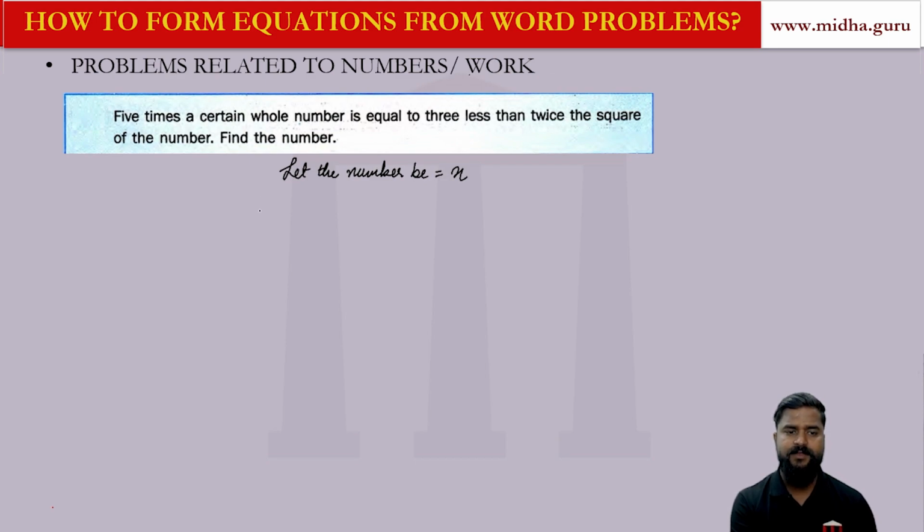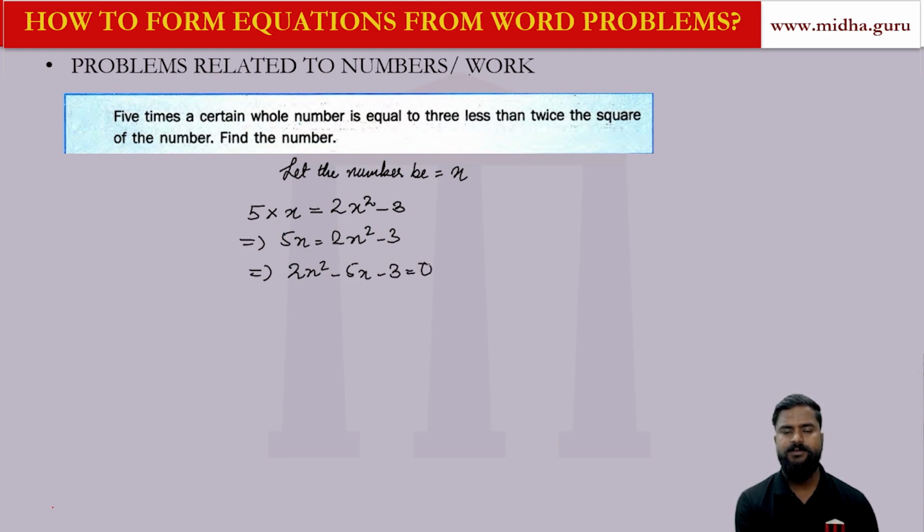Now it says 5 times a certain whole number. So 5 times we know is 5 into the number that is x, is equal to, so we write equal to 3 less than twice the square of the number. So it says 3 less than, so we'll write minus 3. And then it says twice the square. So twice the square of the number would be 2x squared. So from here we can say that it is 5x is equal to 2x squared minus 3. And then we'll bring all the terms to one side, then we'll get 2x squared minus 5x minus 3 is equal to 0. So this is how we will form equations from the given word problems.